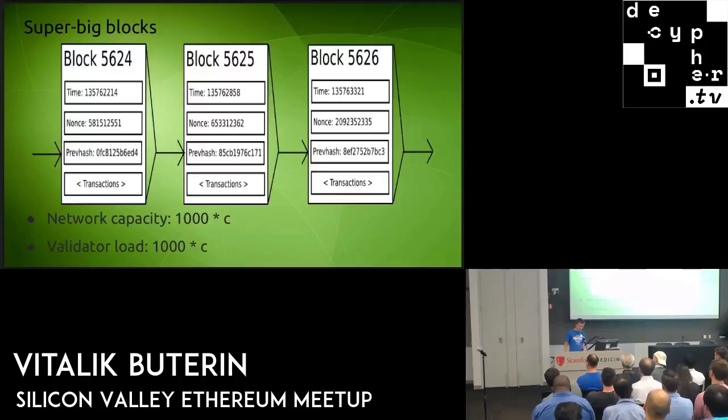But if this is your only scaling strategy and you push it to the limit, then you have a problem. If we increase this from C to 1,000 times C, the network capacity goes up from C to 1,000 times C. You've increased your transactions per second by a factor of 1,000, but the load on each validator also goes up by a factor of 1,000. We've already assumed that this is larger than the amount of transactions that a regular computer can process, and so your only nodes are going to be inside of data centers.